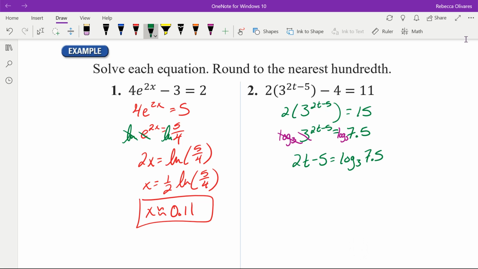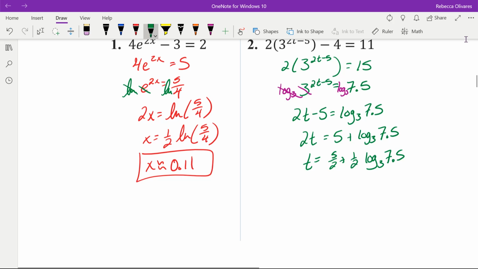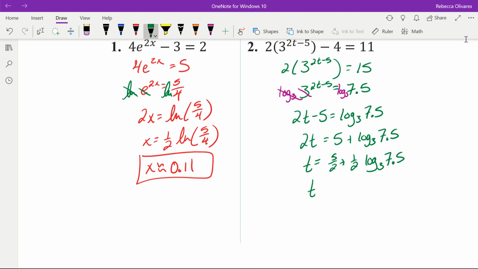So the log base 3 of 7.5, you can get that from your calculator, or you can do the change of base formula, but we're going to add 5 to that. So it's 2t equals 5 plus log base 3 of 7.5. And then we can divide everything by 2, or you can also just do something like let's call it 5/2 plus 1/2 log base 3 of 7.5. So you could write that as your exact answer if that's what you wanted, or you can do all that in your calculator and get the approximated value, which is 3.42.